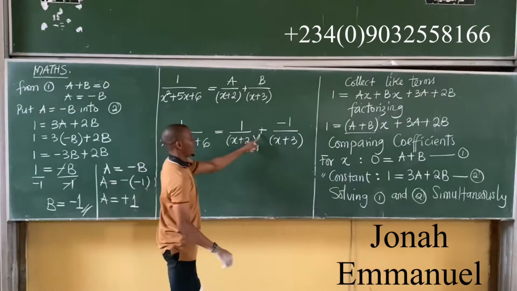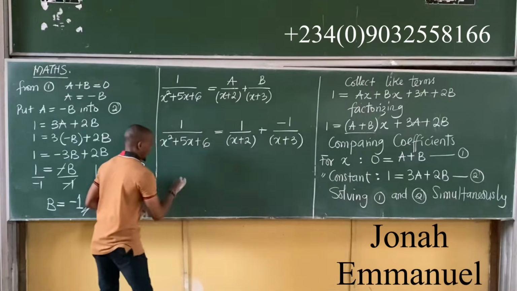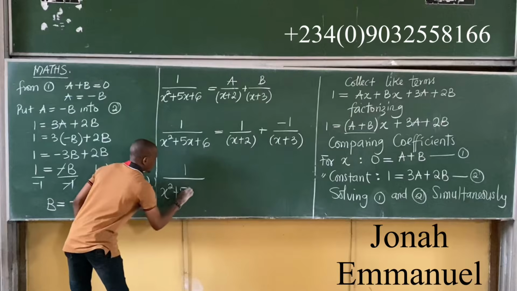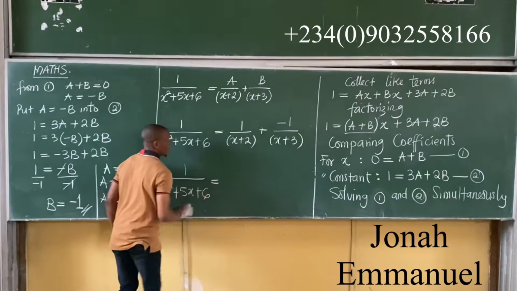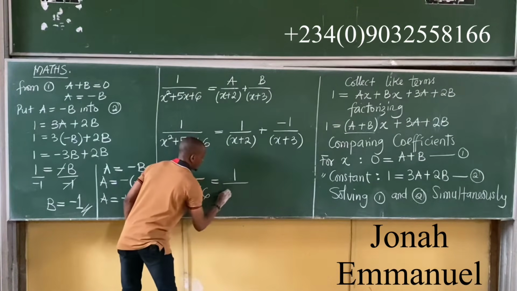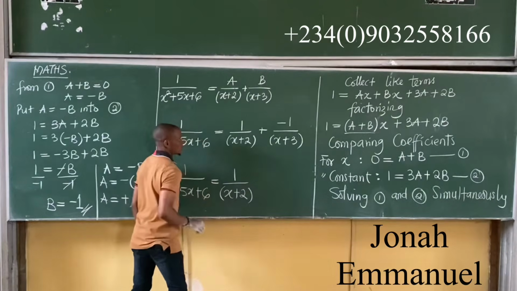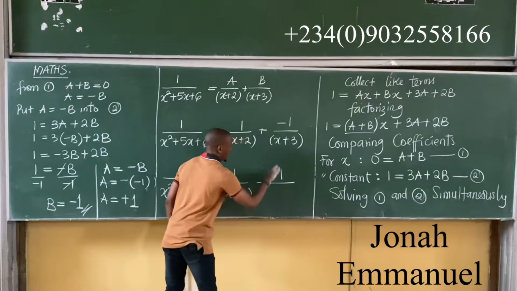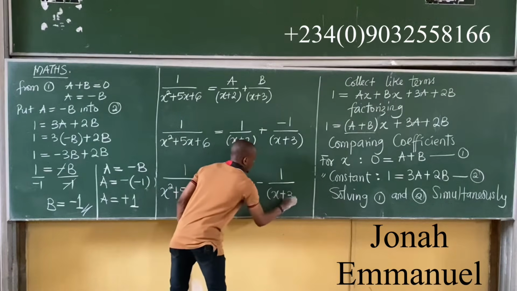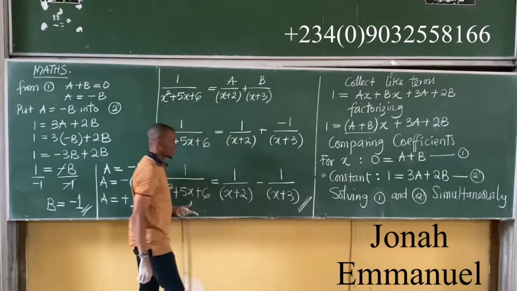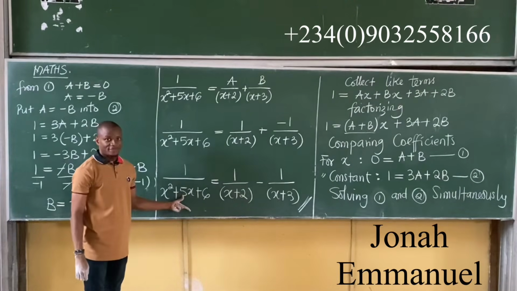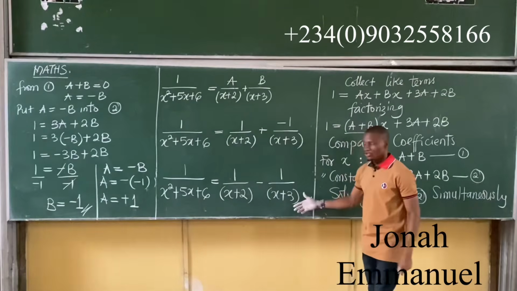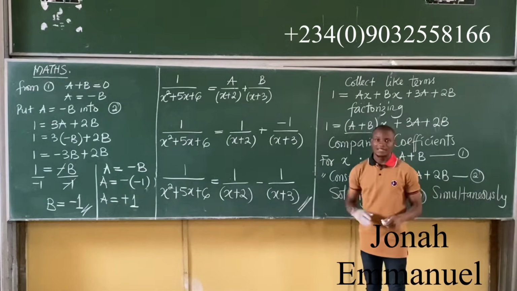Next up, we have to simplify this. So that means we have that 1 all over x squared plus 5x plus 6 is equal to 1 all over x plus 2 plus minus 1 all over x plus 3. So this now becomes my final answer after solving. So this is how you resolve this into partial fraction using rule 1. So this is the answer.